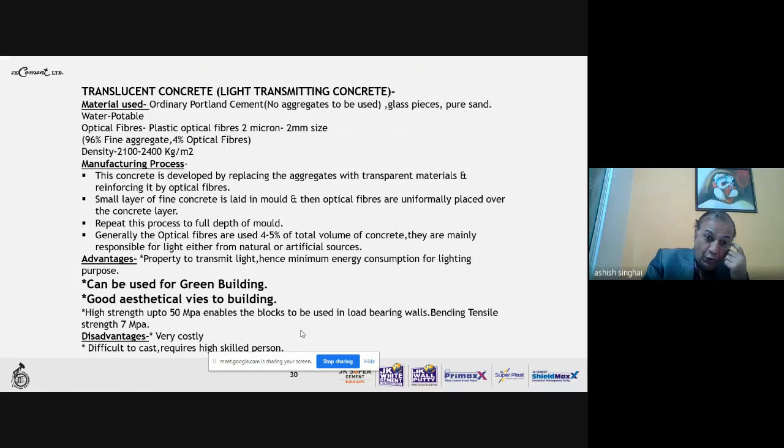It can be used for green buildings because you can substantially reduce the artificial lighting. It gives a good aesthetic appeal to the building as well. Although the strength can go up to 50 megapascal, as I mentioned, it is not meant for structural purposes.